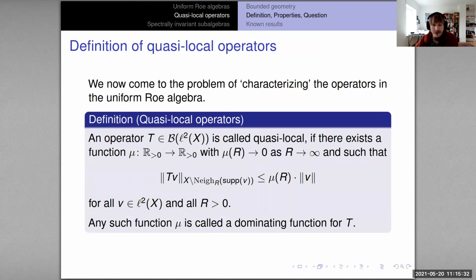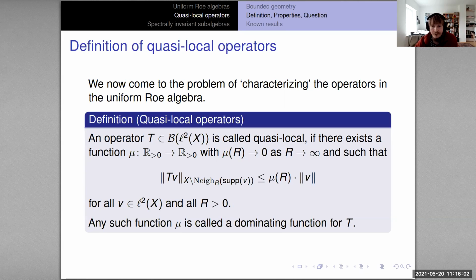So we consider a bounded linear operator T acting on the square summable sequences on X, on L2 of X, and we call it quasi-local if we can find a function mu mapping the positive reals to the positive reals, with the only property that mu of r goes to 0 as r goes to infinity. So we don't have to demand here any sort of continuity of this function or whatever, just this limit property.